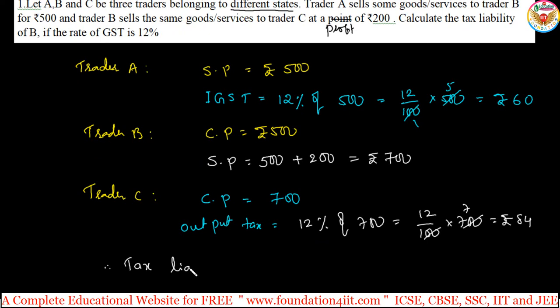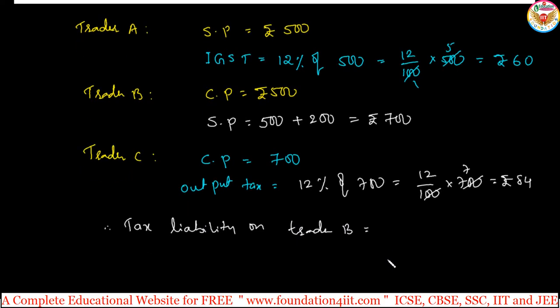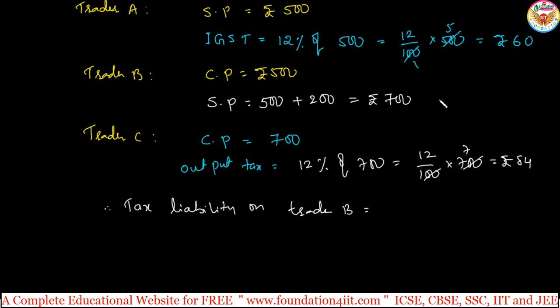So we can write this statement clearly. Tax liability on trader B is equal to output tax minus input tax credit. Input tax credit is 60, and the final output tax is 84. So subtraction of both, that means 84 minus 60, that is rupees 24. So tax liability on B is nothing but tax on profit. Only taxes will be calculated on the profit.